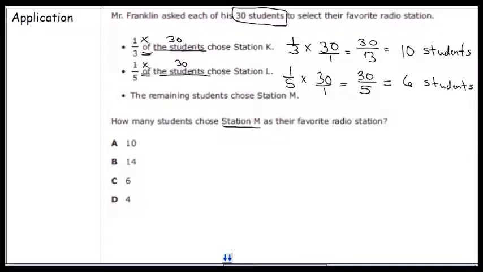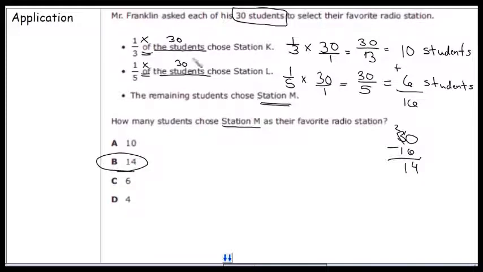Okay. And finally, to find out how many chose station M, we have to add these two. So 10 plus 6 gives me 16 students, and we have to take that away from 30 because we need to know the remaining of them. So 30 minus 16, if you do that subtraction correctly, 10 minus 6 will give me 4, and 2 minus 1 will give me 1. So my answer is 14 students like station M. Those were the remaining students. And that's it. That's how you do the last one too.